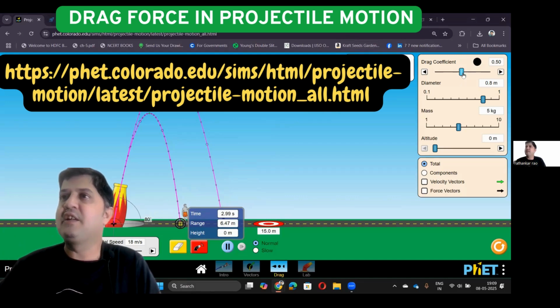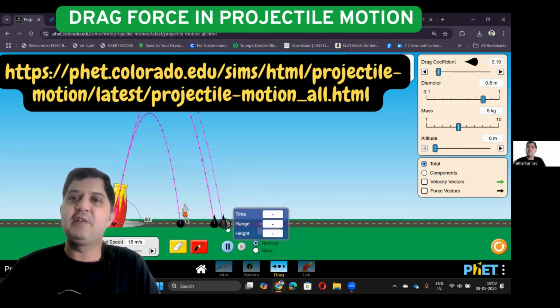So what you can do is change the value of the drag coefficient to 0.1. Now put a projectile and see where it falls. It falls at some point here. At 0 it was here, at 0.1 it is somewhere over here.